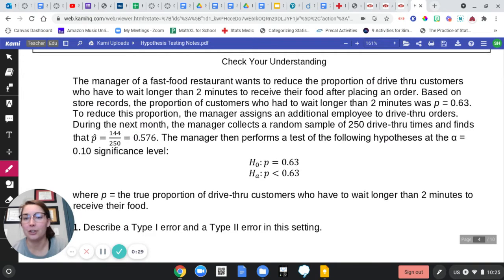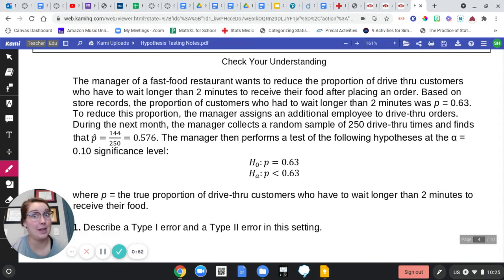Last class, check your understanding. The manager of a fast food restaurant wanted to reduce the proportion of drive-through customers who had to wait longer than 2 minutes to receive their food after placing an order. Based on store records, the proportion of customers who had to wait longer than 2 minutes was p equals 0.63. To reduce this proportion, the manager assigns an additional employee to drive-through orders.